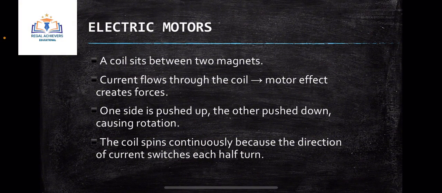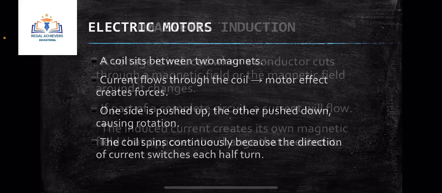Electric motors. A coil sits between two magnets. So current flows through the coil, and as a result of that, the motor effect creates forces. So one side is pushed up, the other pushed down, and that will now cause a rotation. So the coil spins continuously because the direction of current switches each half turn.